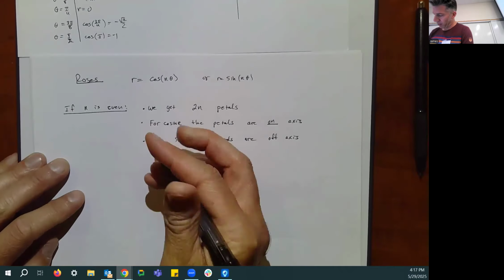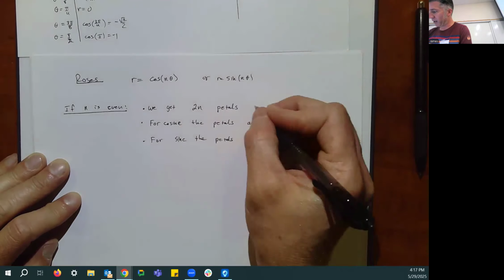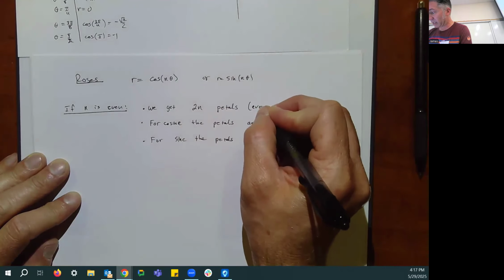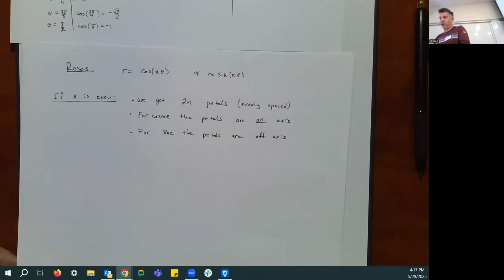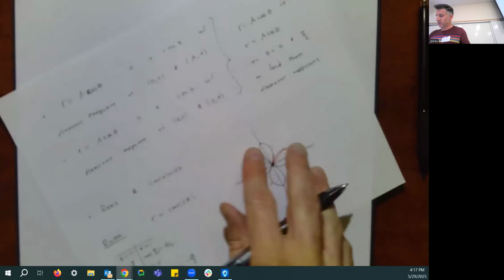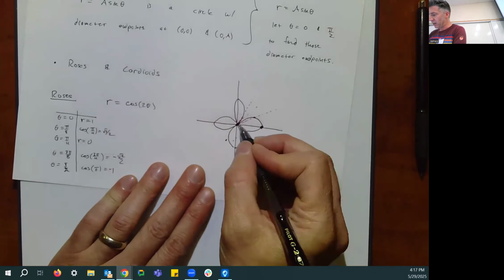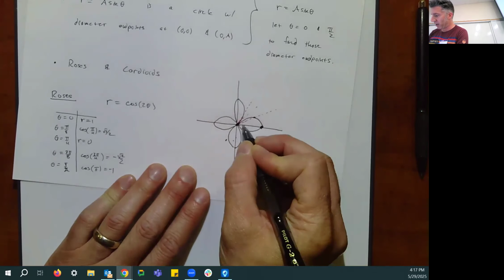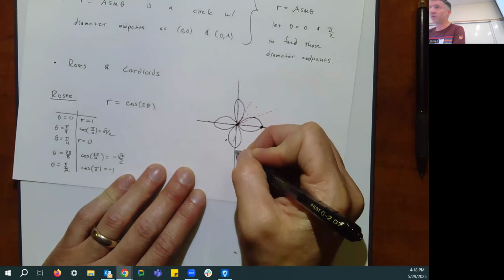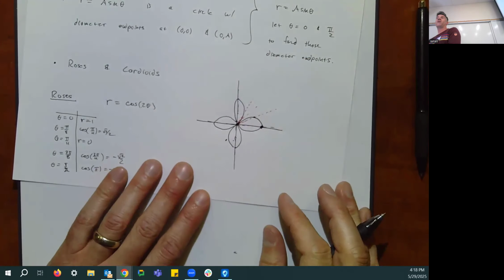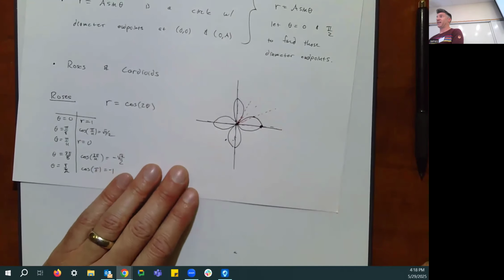Also, and probably importantly, we get 2n petals and they're evenly spaced. So when I'm looking at this picture here, I'm thinking of these 4 petals, they have their endpoint on axis, and since there's 4 of them, they're all 360 divided by 4, which is 90 degrees apart from each other.